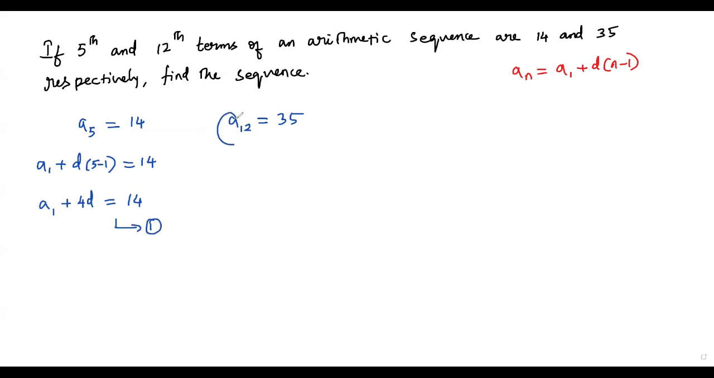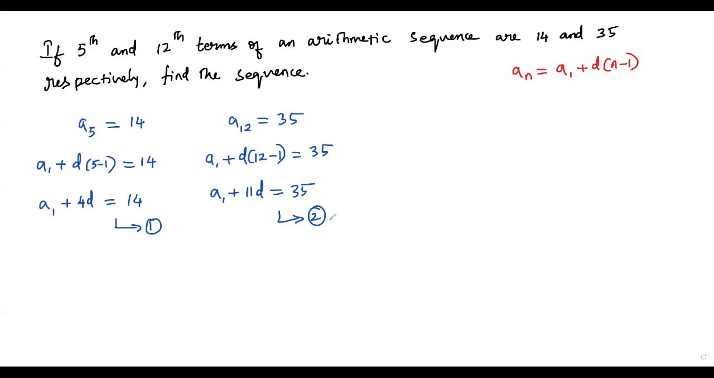The same thing we have to do for A12. For An we have A1 + D times (n - 1). For A12, I write the same expression, but instead of n I plug in 12. So I get A1 + D times (12 - 1) equals 35. 12 minus 1 is just 11, so A1 + 11D equals 35. I assume this is equation number 2.